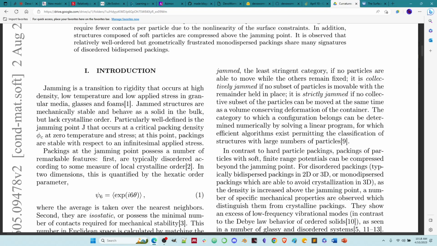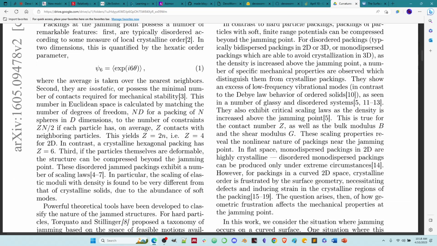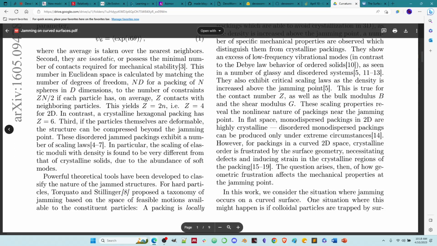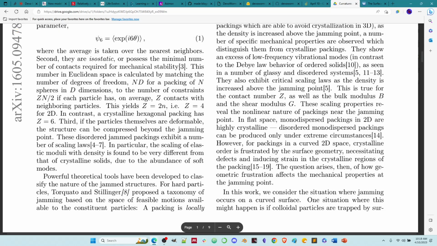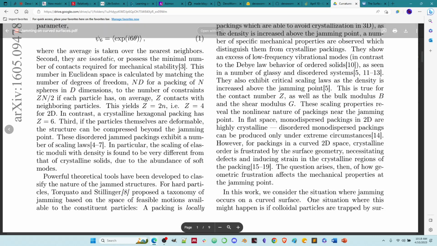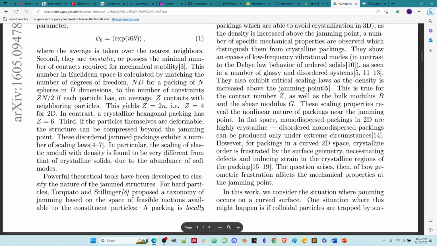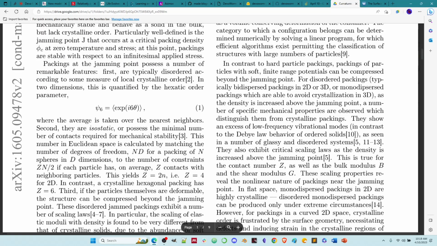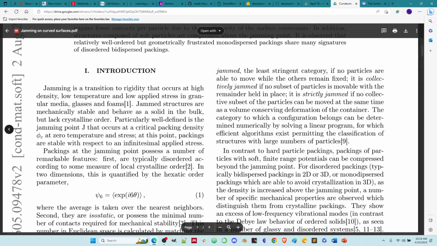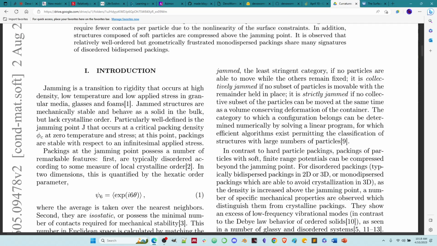They talk about jamming here in the intro. They talk about some of the powerful tools that have been developed to classify the nature of jam structures. For hard particles, Torquato and Stillinger proposed a taxonomy of jamming based on the space of feasible motions available to the constituent particles. So this is where they can move in different ways in different directions, and that is the determinant of jamming. So a packing is locally jammed, the least stringent category, if no particles are able to move, all the others remaining fixed. So this is where nothing can move, like a traffic jam.